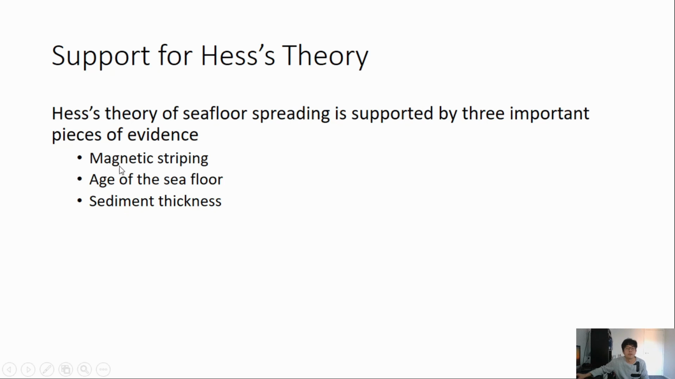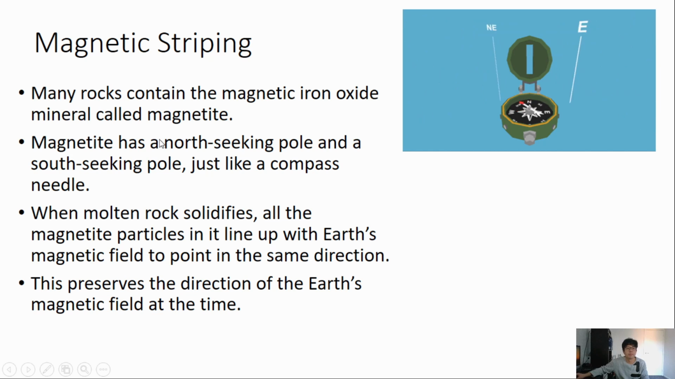Alright, let's start off with magnetic striping. This one might be a bit of a hard concept, but to start us off, we need to know that many rocks contain the magnetic iron oxide mineral called magnetite. Magnetite has a north-seeking pole and a south-seeking pole, just like a compass needle. If you can see this image here, this needle will always point towards the north. It's always going to where north is. There are particles inside magnetite that do exactly the same thing.